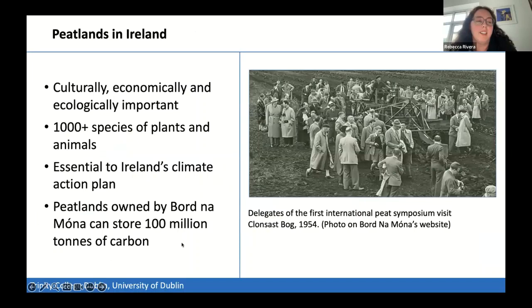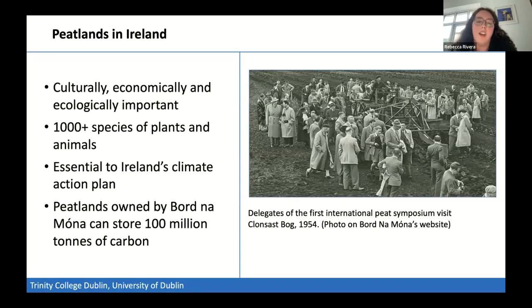So peatlands in Ireland are culturally, economically, and ecologically important, and they have a historical significance here. Bord na Móna has documented over 1,000 species of plants and animals in the peatlands that they own. Bord na Móna is a semi-state energy company here. Of the peatlands they own, it's estimated that about 100 million tons of carbon are stored.